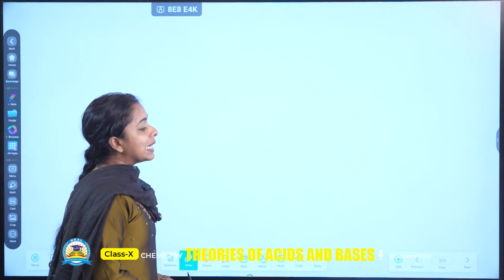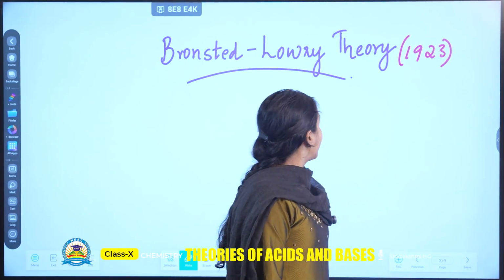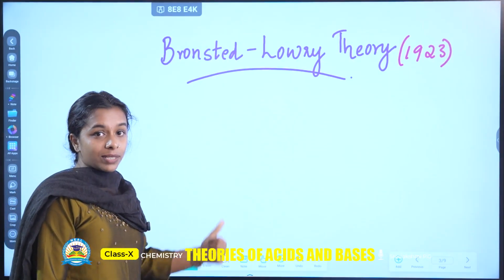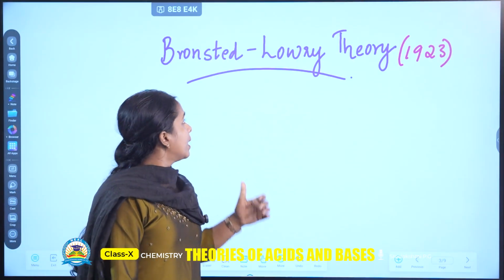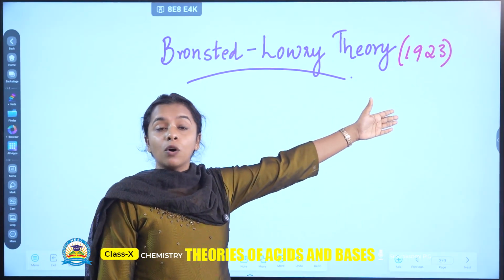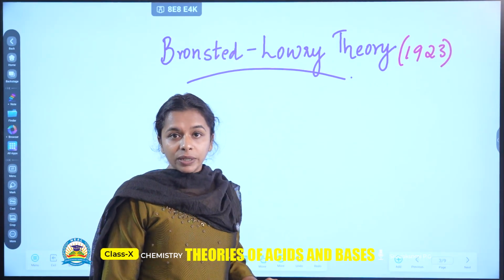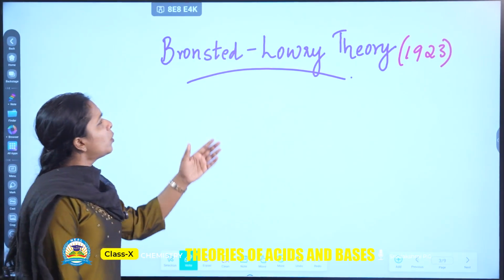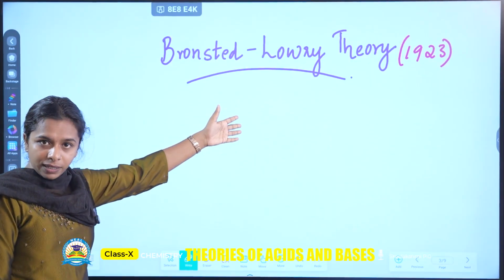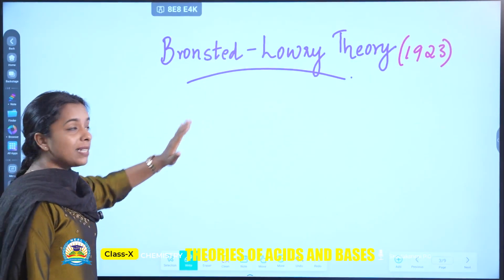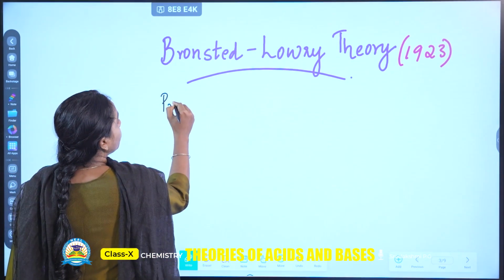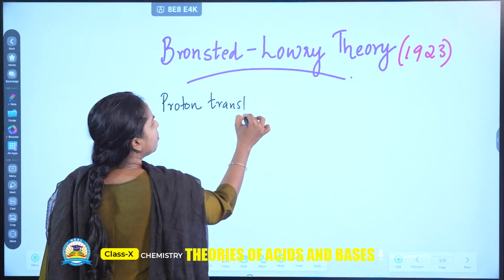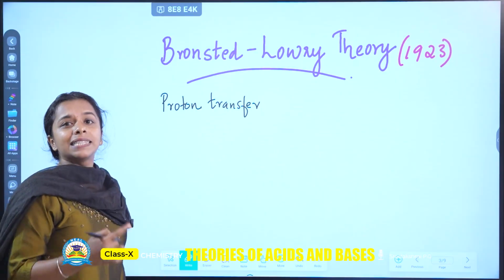There comes our second theory. Okay, what is the second theory? The second theory is the Bronsted-Lowry theory. What is that? Bronsted-Lowry theory. This theory was given in the year 1923. Okay, this theory was given in the year of what? 1923. So according to Bronsted-Lowry theory, this was completely based on proton transfer. What is meant by this proton transfer? That we will study.